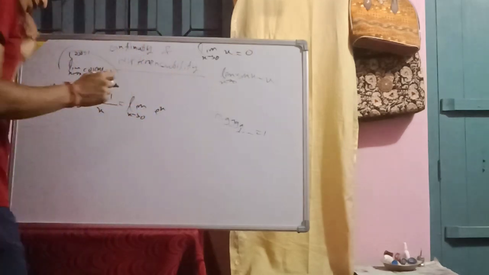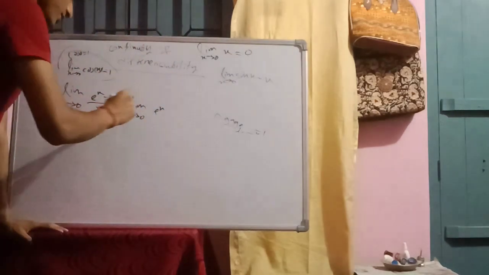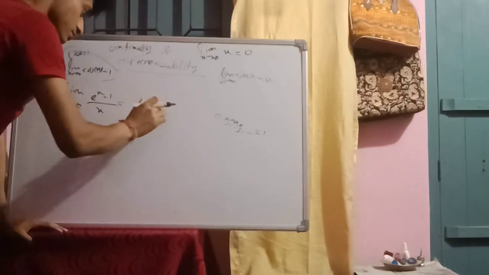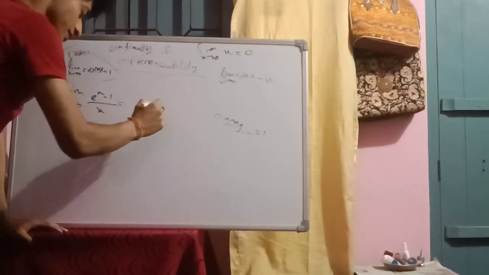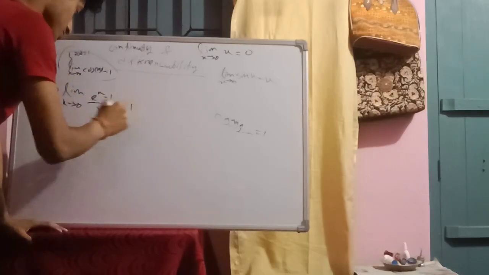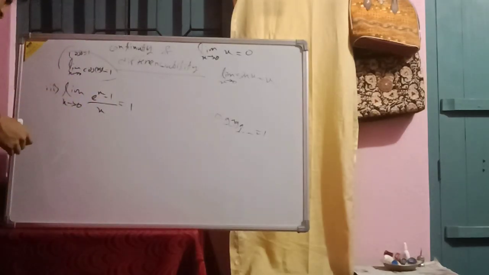Okay. So this is why we can rewrite this as e to the 0, and anything to the 0 is 1. So this expression becomes 1 like that.